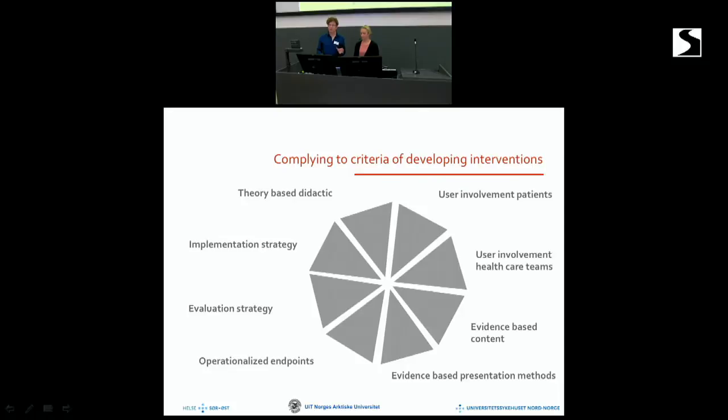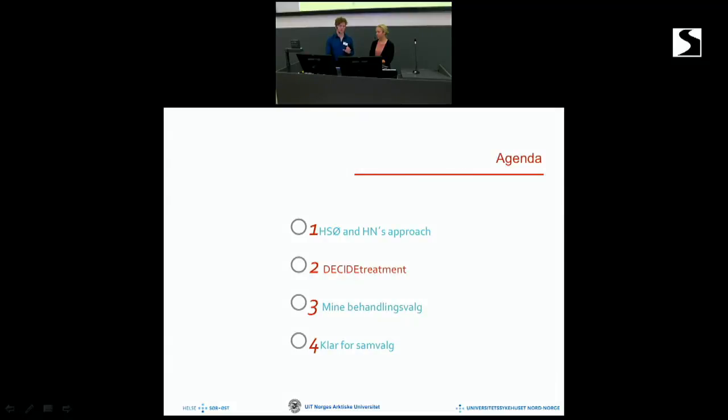We predefine our goals in terms of operationalized endpoints. We have an evaluation strategy and a strategy to implement. Our didactic is theory-based. We use the theory of planned behavior. So this was a short introduction into our approach.